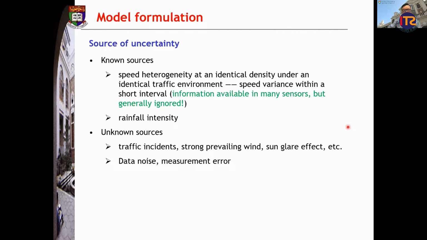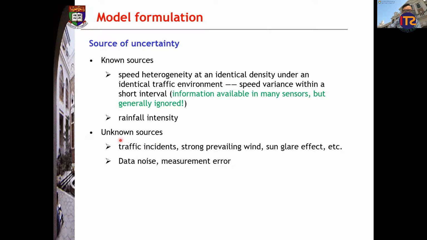So there are two sources available. The first is the speed heterogeneity. Even at the same density, the speed would expectedly vary. This speed variation is actually available in many traffic sensors, but it is largely ignored and not used in the analysis. After collecting data, they get the mean value, and then they just throw away this very useful and meaningful data. The other one is the rainfall intensity, which represents the traffic and the environmental conditions.